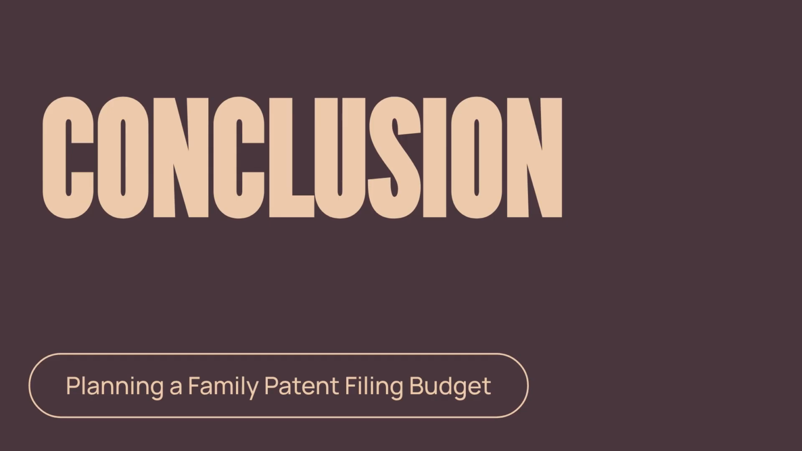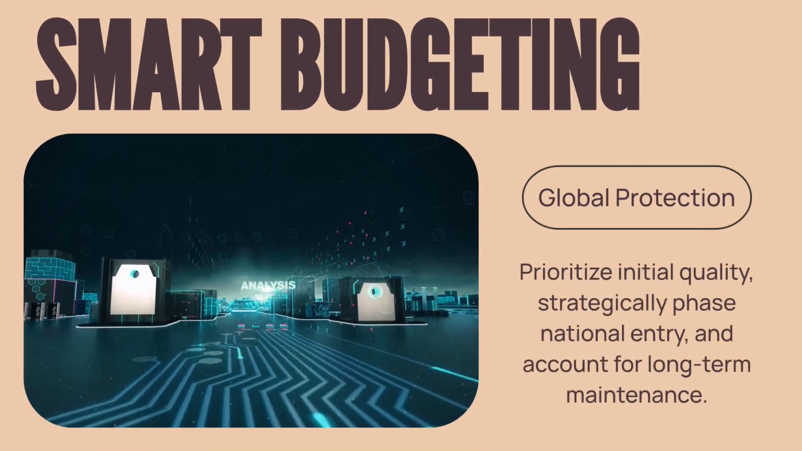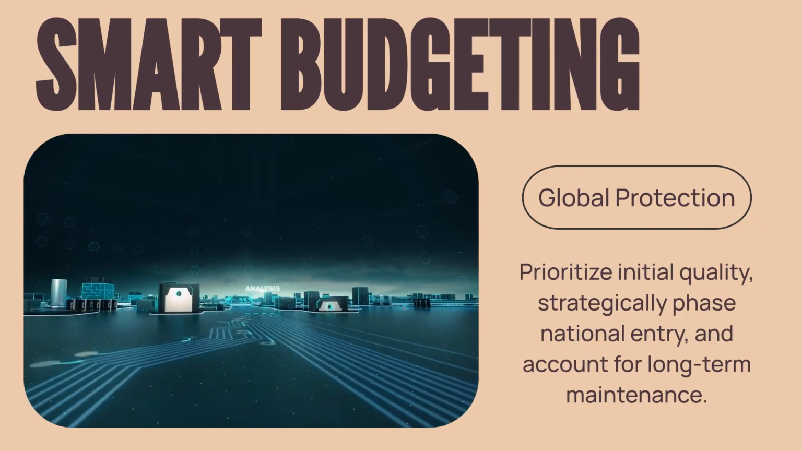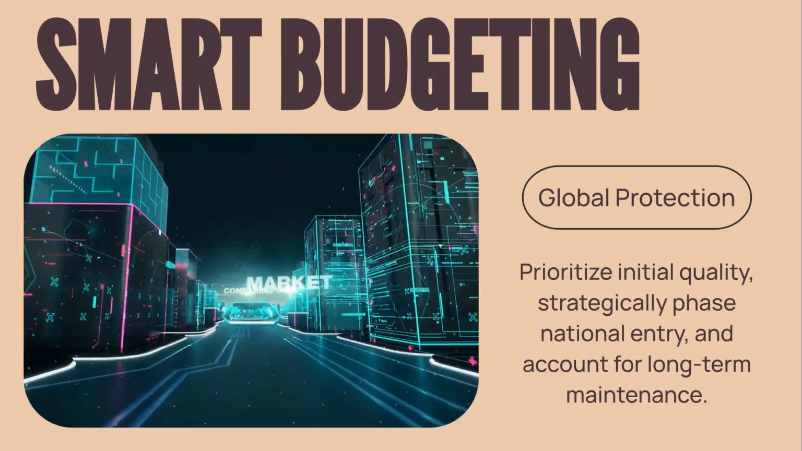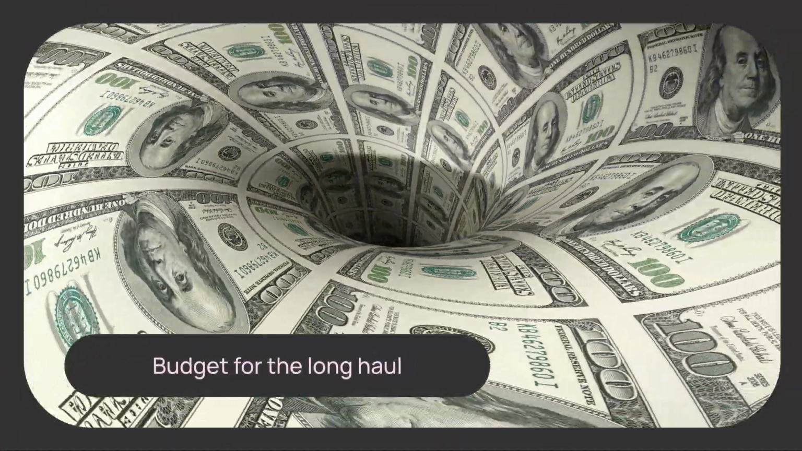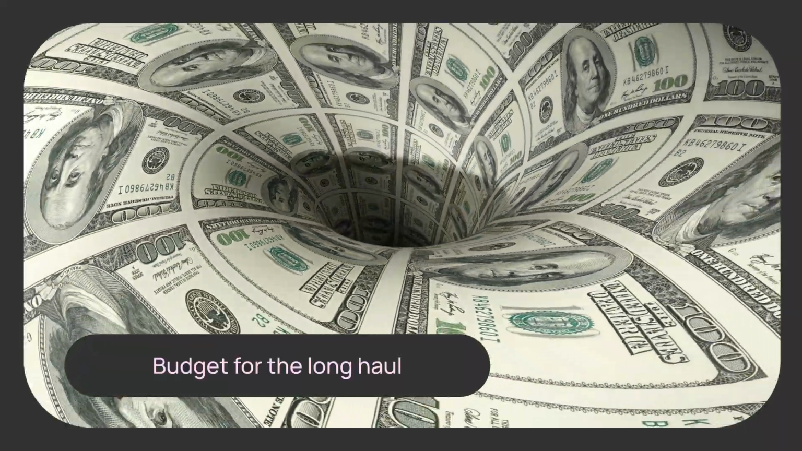In conclusion, proactive budgeting is the key to successful global patent protection. Smart budgeting involves prioritizing quality from the start, strategically phasing your national stage entries, and accurately forecasting long-term maintenance fees. Remember this final tip: always budget for the full life cycle of your intellectual property to ensure uninterrupted global coverage.